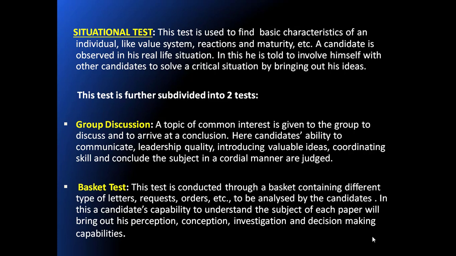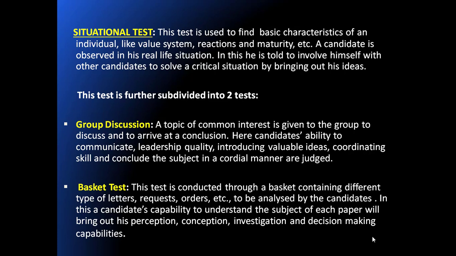So a candidate is observed in his real life situation. In this, he is told to involve himself with other candidates to solve a critical situation by bringing out his ideas. So here basically the thing which is focused is to find out how a person reacts and behaves when he is with others in a critical situation, right? So here the application power of an individual is seen, that how far can he apply his knowledge in practical situations and can work with others in critical situations or real life situations.